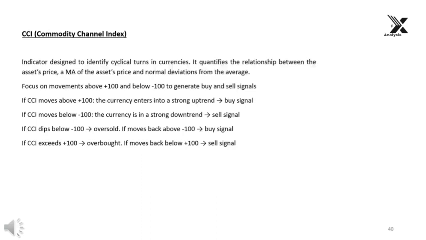If CCI moves above plus 100, the currency enters into a strong uptrend, it is a buy signal. If CCI moves below minus 100, the currency is in a strong downtrend, it is a sell signal. This is a brilliant indicator in combination with MACD. Because if you use it to confirm MACD signals, instead of buy and sell signals, this would generate a greater accuracy. For example, in the gold daily chart, this, combined with MACD, has almost 100% accuracy.